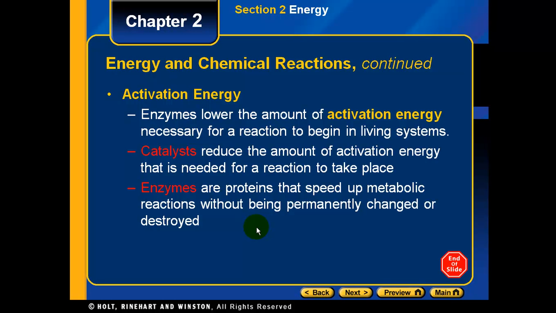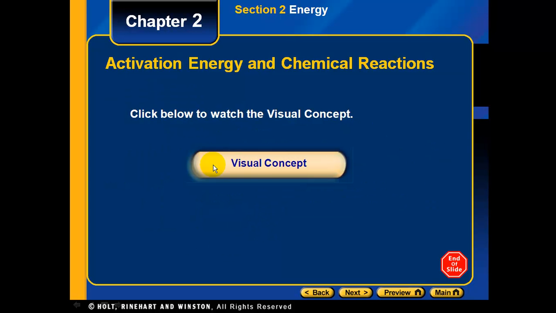There's a type of energy that we need to talk about. It's called activation energy. Activation energy is the energy necessary for the chemical reaction to begin in living systems. If you add an enzyme, enzymes will lower that amount of energy that you need. They're also called catalysts. Catalysts reduce the amount of activation energy that is needed for a chemical reaction to take place. Enzymes in general, and we'll learn more about this in Chapter 3, are proteins, and they speed up metabolic reactions without being changed or destroyed. They are used over and over again. Okay, we're going to watch another clip.